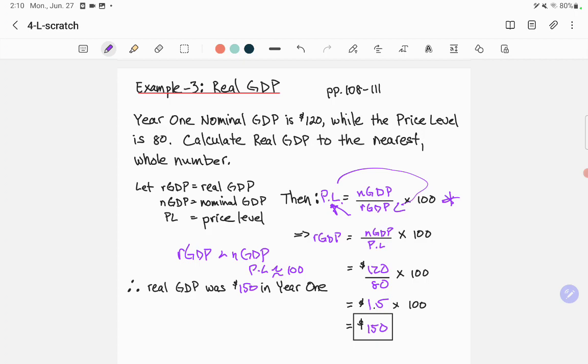Sometimes price levels go down. I would advise that you be careful on the test because my numbers, sometimes price levels go up, sometimes price levels go down. Sometimes nominal is more than real and vice versa.